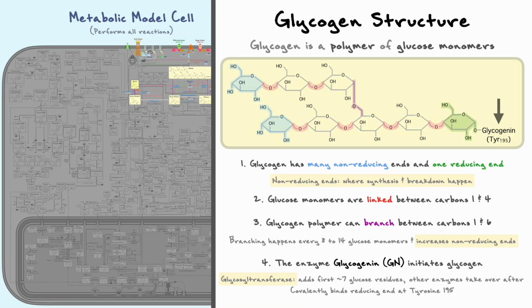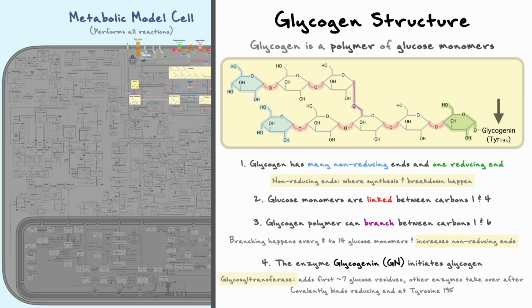To do so, this enzyme is a glycosyl transferase, which means that it has the ability to move around some glucose molecules. With this ability, glycogenin will take up to 7 glucose units and add them to its structure on its tyrosine 195, after which the other enzymes will be able to take over the process of elongation, branching, and breakdown. You will notice as well that the glycogenin covalently binds the reducing end.